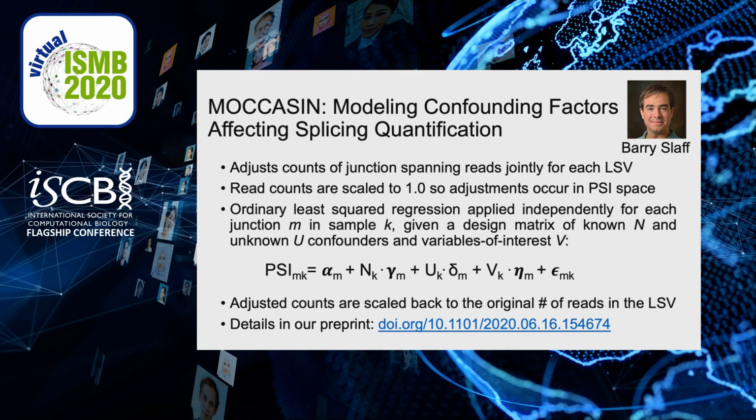MOCCASIN models confounding factors affecting splicing quantification by adjusting counts of junction-spanning reads jointly for each LSV. The read counts are scaled to 1 so that adjustments occur in proportion space, and we apply ordinary least squares regression independently for each junction M and each sample K, given a design matrix of known N and unknown U confounders, as well as variables of interest to maintain V. We use surrogate variable analysis to identify unknown confounding factors in an approach that's very similar to the one used by Risso et al. in their RUV-seq method.